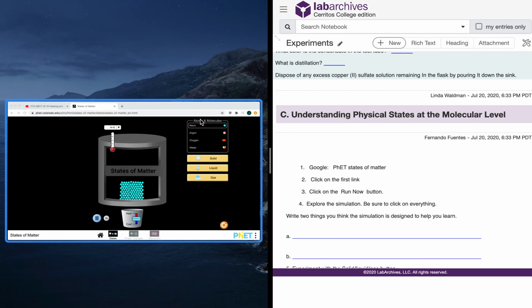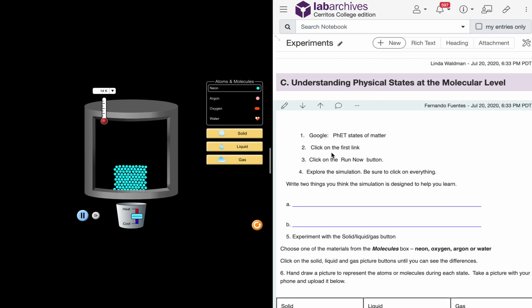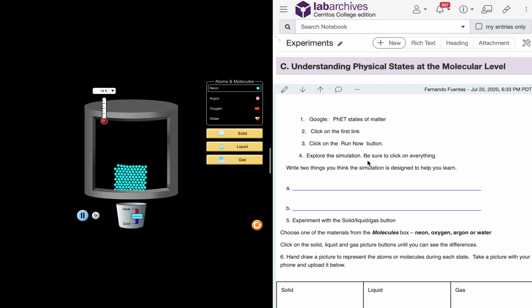Right. Okay. So now you're gonna have both at the same time. Click on the first link. Click on the Run Now button. Explore the simulation. Be sure to click on everything. Right, two things you think the simulation is designed to help you learn. So there are two things it designed.